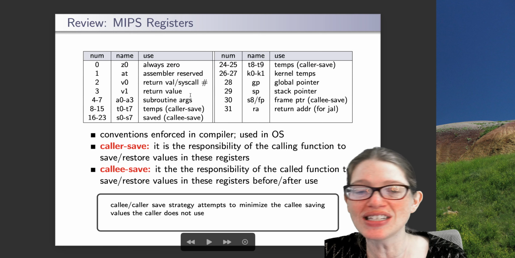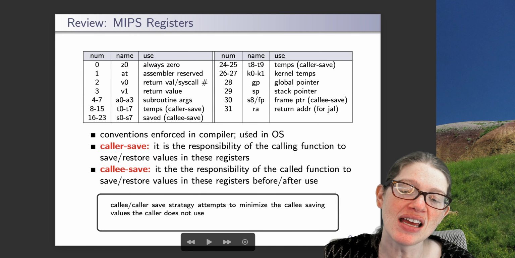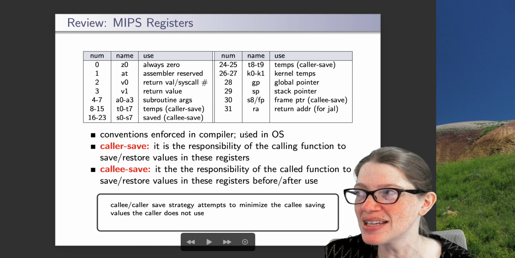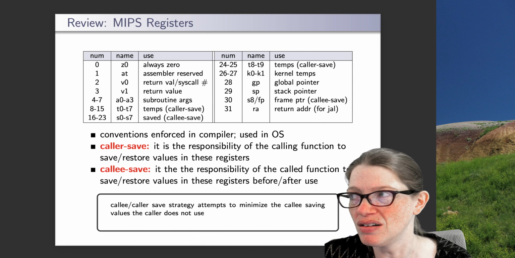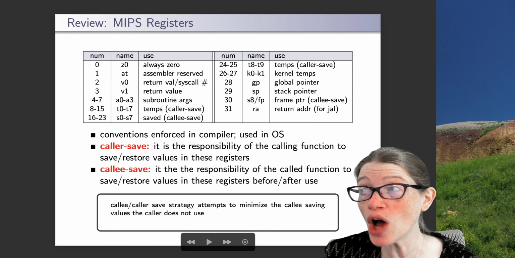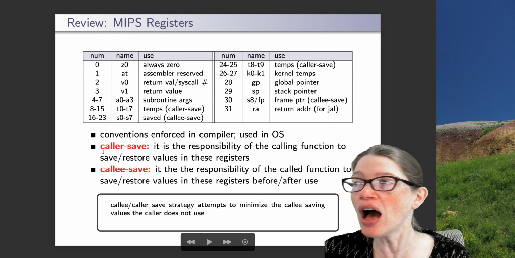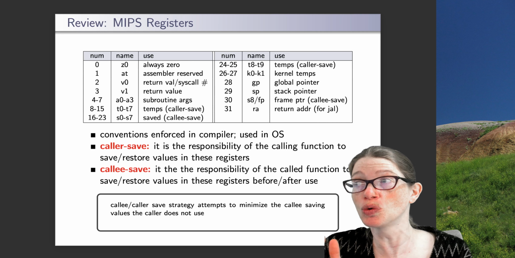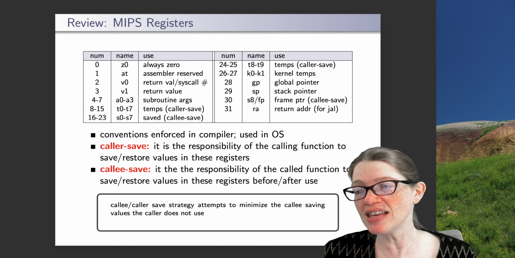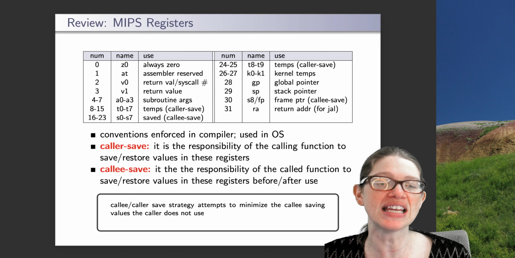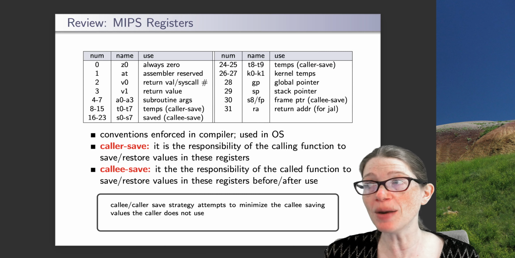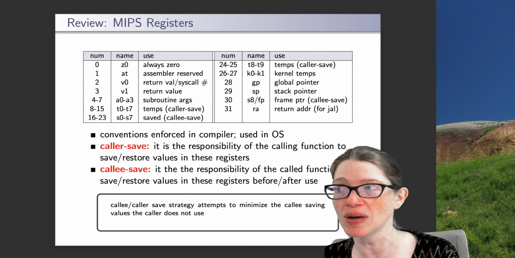Now this is an interesting thing, because you might wonder, what if I just want to write an assembly program and run it through OS 161? If you do not obey these conventions, your program won't run properly, because the operating system and the compiler have agreed to use these registers in these specific ways. So if you don't use the registers in these ways, it won't work properly.